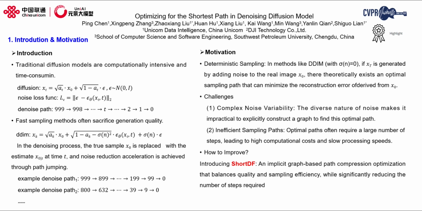To overcome these limitations, we propose ShortDF. Instead of building an explicit graph, we treat the model's parameters as defining an implicit graph. Our approach performs path compression using this implicit structure to balance denoising quality and efficiency, reducing the number of required steps significantly. Now, let's dive into the method.